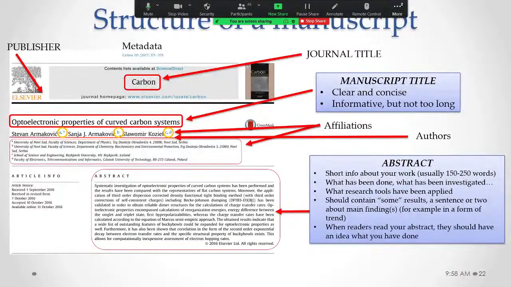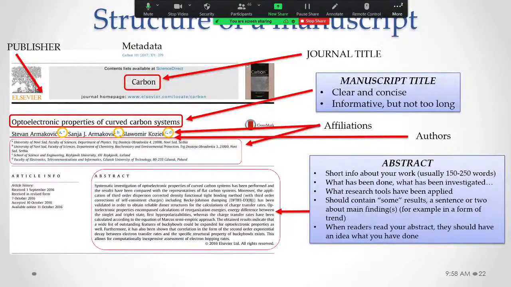So, in the abstract, in a sentence or two, you write what has been done, what has been investigated, what research tools have been applied, and it is good when the abstract contains some results, but not explicitly. A sentence or two about main findings are more than enough to be placed in the abstract. But in the end, it is just a matter of your opinion and your attitude. What would you like to place in the abstract?